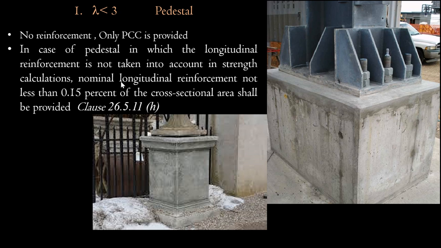So the code recommends, in case of a pedestal, that the longitudinal reinforcement is not taken into account in strength calculation. That is, this is considered as a PCC, there is no strength calculation and the reinforcement is not taken. But the nominal longitudinal reinforcement not less than 0.15% of the cross-sectional area shall be provided. You can see this in clause 26.5.11 H in IS 456-2000. That is, the minimum reinforcement provided for a pedestal is 0.15% of the cross-sectional area. So keep this in mind. This can also be asked in your competitive exams.